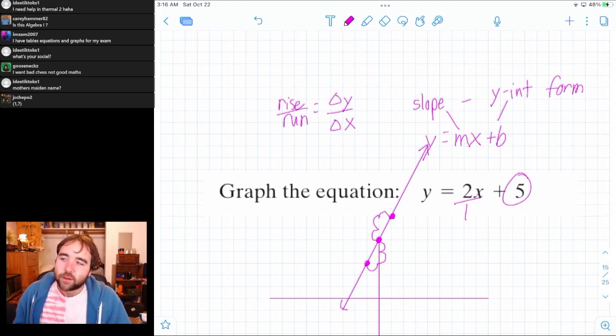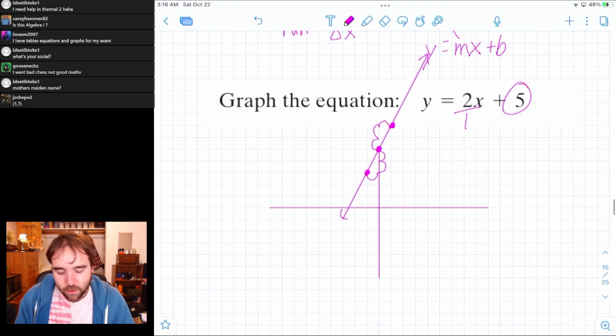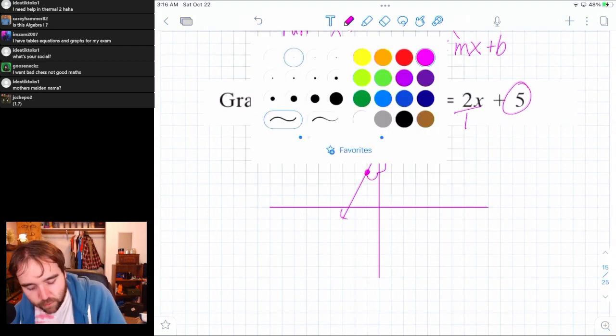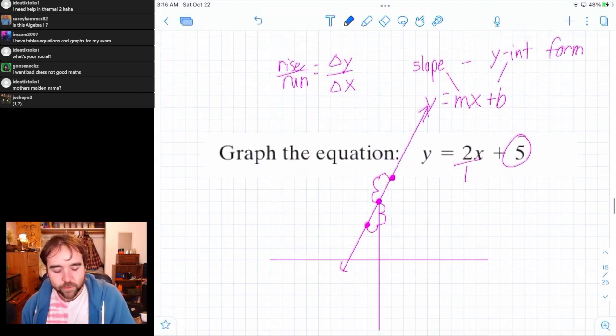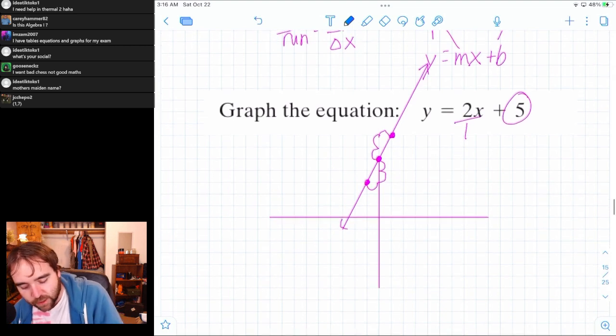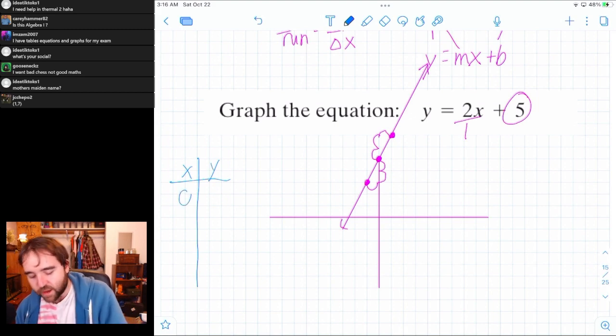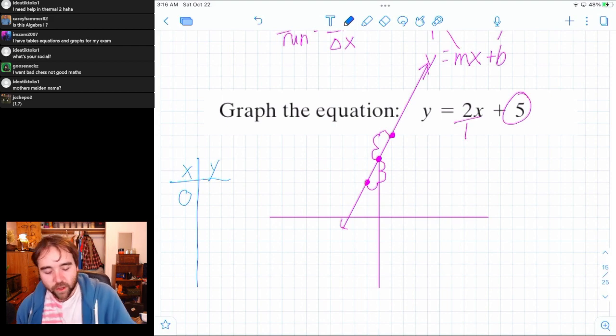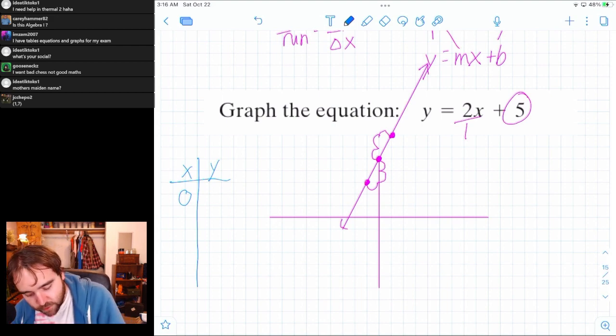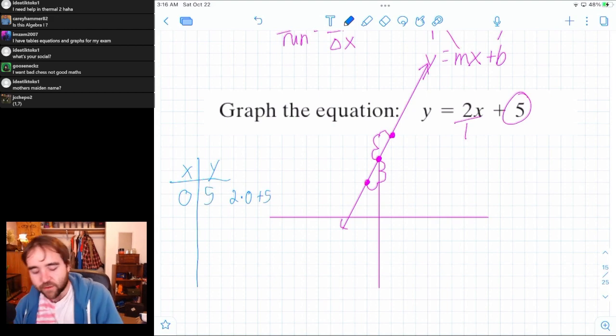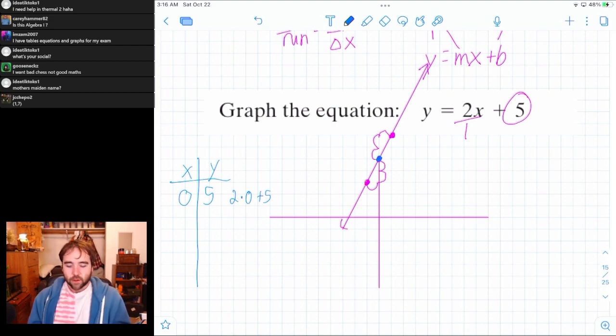But let me show you how you can always graph a line. If you don't know what you're doing, what can you always do? You can always plug in values. So like somebody in the comments said they had a test on tables and graphs. Well, you can always make a graph by using a table. So like we can say if x equals 0. If we plug in x equals 0 to this equation, 2 times 0 plus 5, you get 5. And that's the point 0, 5 right there.